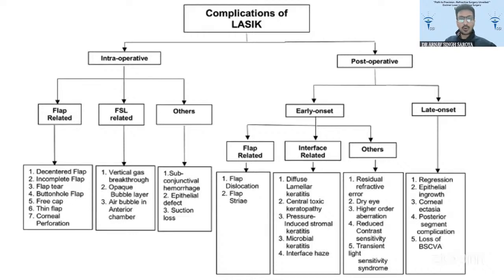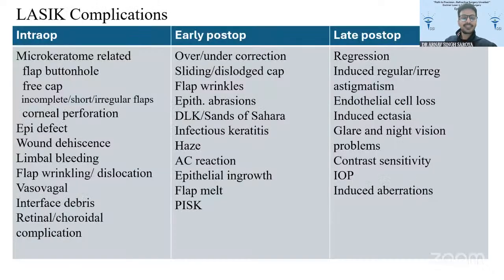This is an extensive list of all the complications of LASIK that can occur intraoperatively or postoperatively, which can be divided into flap-related, FSL-related, or others. Postoperatively, early onset can be again flap-related, interface, or others like dry eye, higher order aberrations, reduced contrast, or late onset. I just hope my patients don't end up seeing this slide. LASIK complications can be intra-op, early post-op, or late post-op.